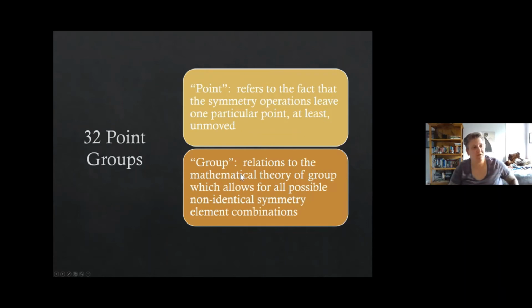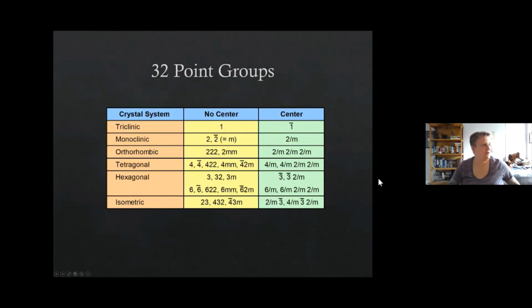So group is related to the mathematical theory of group, the group theory, which allows for all possible non-identical symmetry element combinations. So it basically means we can take all those symmetry elements, combine them, and we get 32 possible point groups. So it's group theory. If you study chemistry or physics, a lot of times they'll talk about group theory. So these are the 32 point groups that we are dealing with in the 6 crystal systems, and we'll talk about these in a minute.